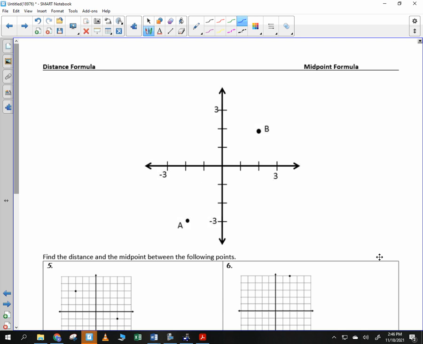Two more formulas. Distance formula. Distance is equal to the square root of x sub 2 minus x sub 1, quantity squared, plus y sub 2 minus y sub 1, quantity squared. Right here.